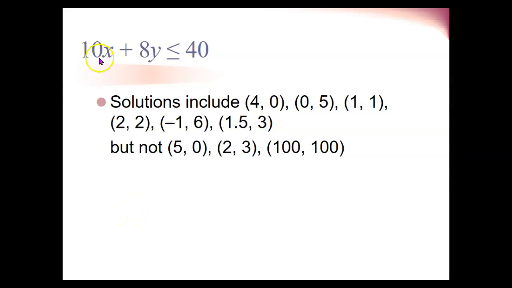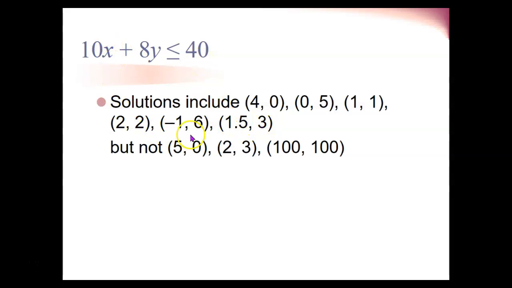Some of the solutions, some of the pairs of numbers that make that true, include (4, 0), because 10 times 4 plus 8 times 0 is 40. (0, 5), because 10 times 0 plus 8 times 5 is 40. (1, 1), because 10 times 1 plus 8 times 1 is 18, and that's less than 40. (2, 2) works. 20 plus 16 is less than 40. (-1, 6) works, because 10 times negative 1 plus 8 times 6 would be negative 10 plus 48, that would be 38, and that's less than 40.